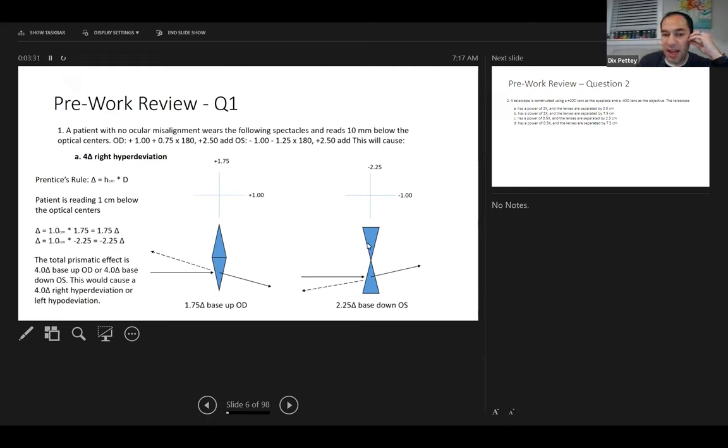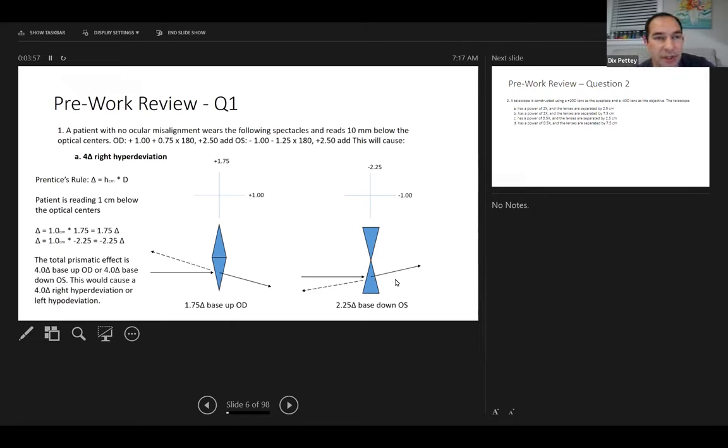Because they're opposite signs, this left eye is bending the light up, this right eye is bending the light down. And so it's almost like you're getting double the difference because each eye is doing a different thing. It's the induced amount of prism. It's not the total amount of prism. The induced amount of prism, exactly. Okay, that makes sense.